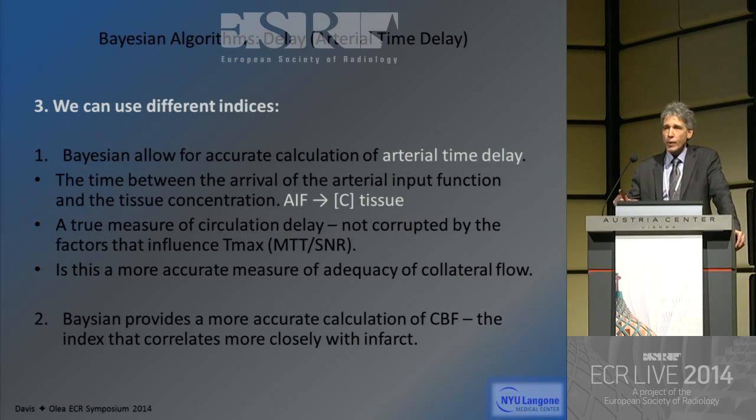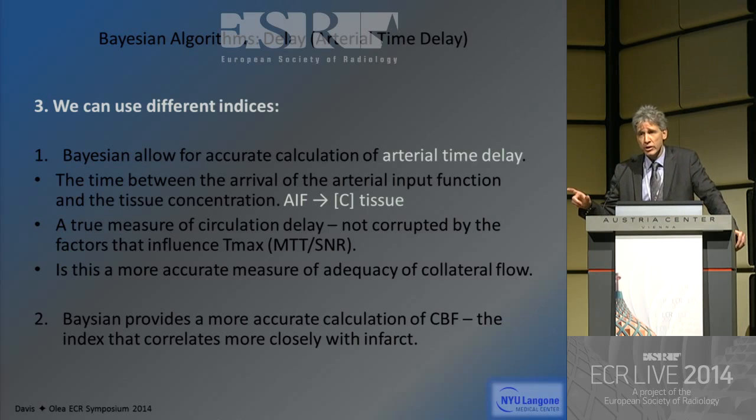So once you have Bayesian algorithms, now you can use different indices. So with Bayesian algorithms, you can look at arterial tissue delay. And I apologize, it should be arterial tissue delay, not arterial time delay. The time between the arrival of the arterial input function in the blood vessel and the concentration in the tissue is that arterial tissue delay. With Bayesian, you get an actual, true measurement that is not corrupted by the same factors that corrupt Tmax: signal to noise, slow mean transit time. It's a more accurate measurement of the adequacy of collateral flow.